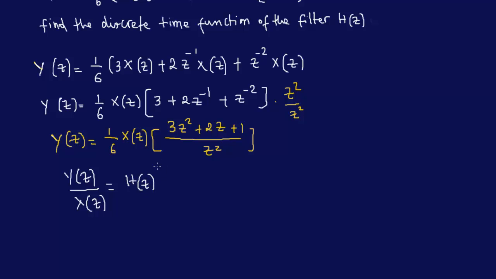And that equals 1/6 times 3z squared plus 2z plus 1, over z squared. And that's your response right here.